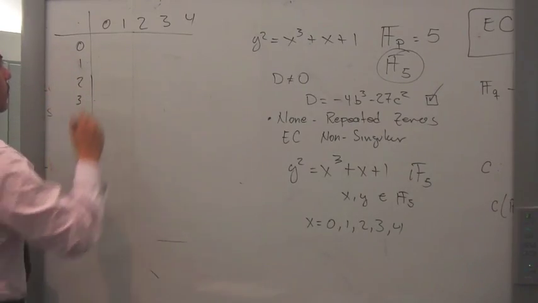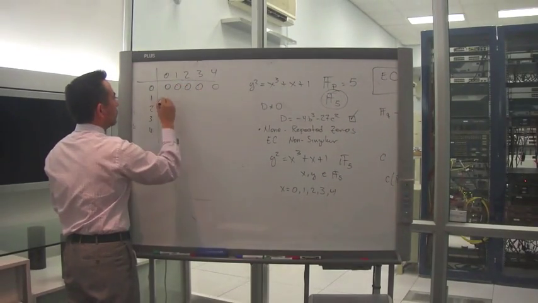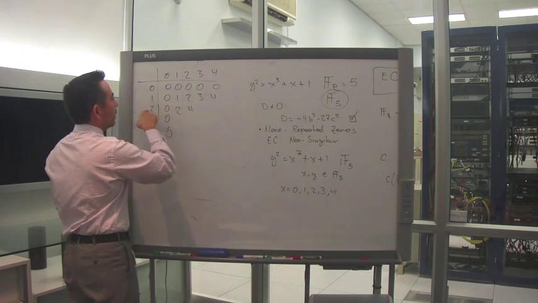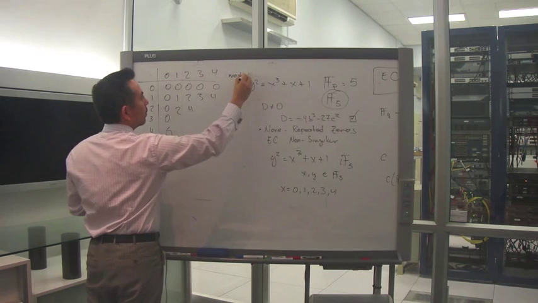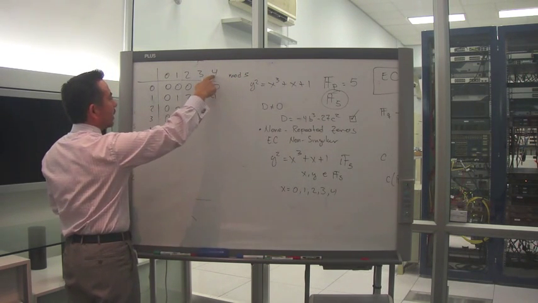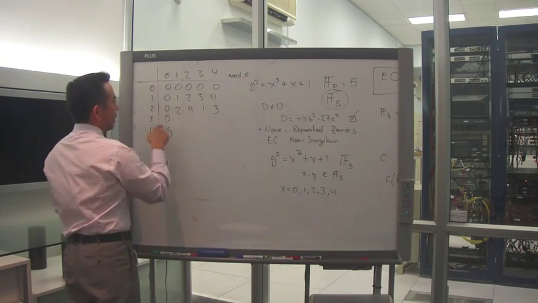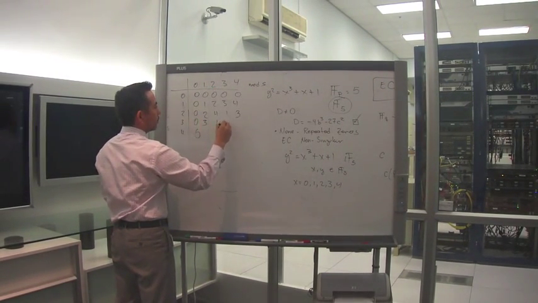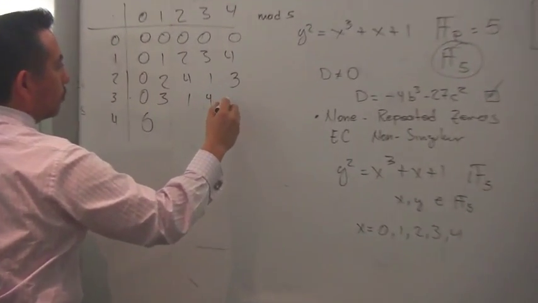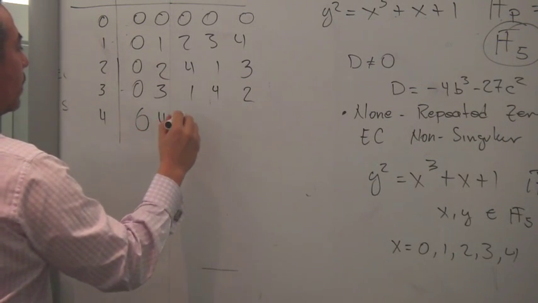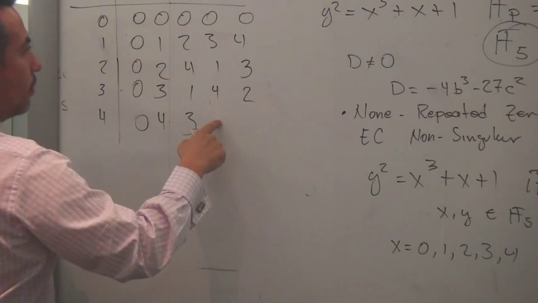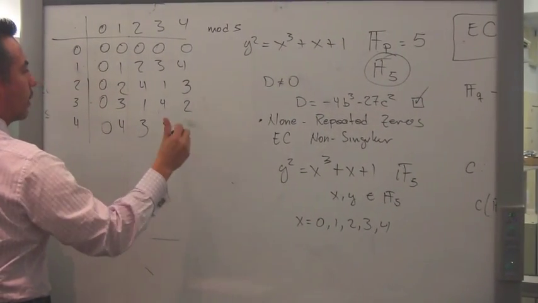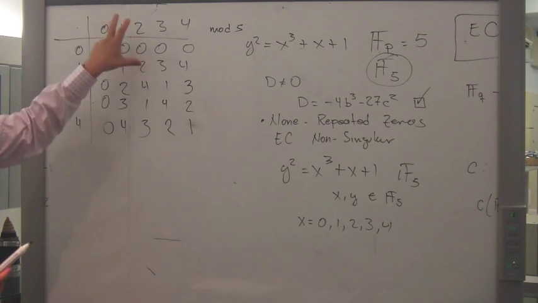And I will use this multiplication operator. So 0 times everything is 0, and then the row for 1 is 1, 2, 3, 4, then for 2, this is 4, and then 2 times 3 is 6, but 6 in mod 5 is equal to 1. 2 times 4 is 8, but 8 in mod 5 is equal to 3. And then 3 times 1 is 3, 3 times 2 is 6, which is equal to 1. 3 times 3 is 9, which is equal to 4. 3 times 4 is 12, which is equal to 2. And then for 4, 4 times 3 is 12, which is equal to 2, and 4 times 4 is 16, which is equal to 1. Okay? All these numbers are under this finite field of 5.